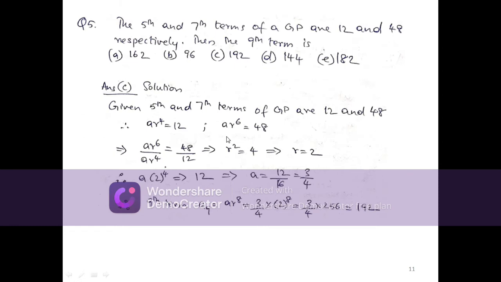Next is question number 5. The fifth and the seventh terms of a geometric progression are 12 and 48 respectively. Then the ninth term is. Option A 162, option B 96, option C 192, option D 144, option E 182. So the answer is option C, that is 192.